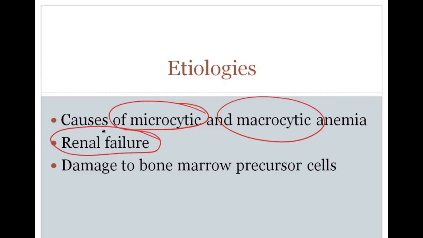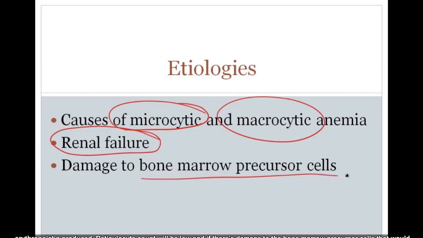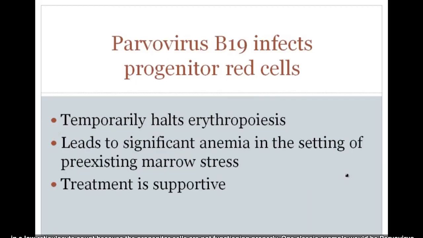Renal failure will also result in low production by the bone marrow because there will be less erythropoietin produced. Reticulocyte count will be low. And if there's damage to the bone marrow precursor cells, that would also result in a low reticulocyte count because the progenitor cells are not functioning properly. One classic example would be parvovirus B19. We've talked about it several times already.